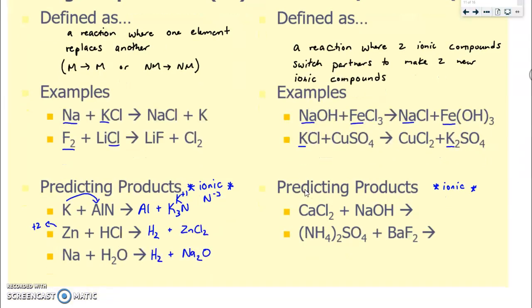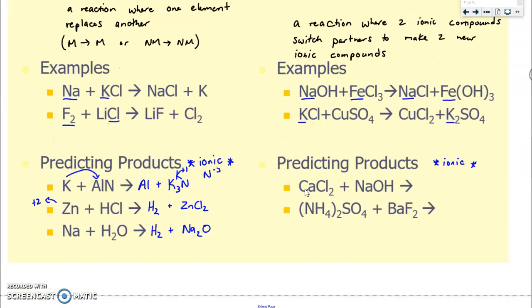I sometimes find it helpful to use a visual. So the Ca is with Cl, and Na is with OH. The Ca is going to end up combining with our OH, and our Na is going to end up combining with our Cl. So we have to cross our charges. Calcium is +2, OH is -1. When they're crossed, you get Ca(OH)2. And then Na is +1, and Cl is -1. So when combined, you get NaCl.